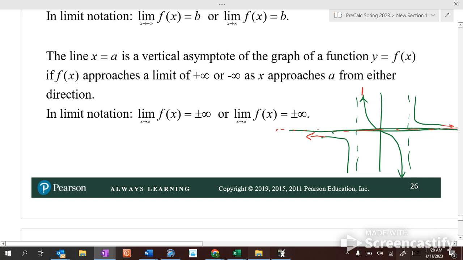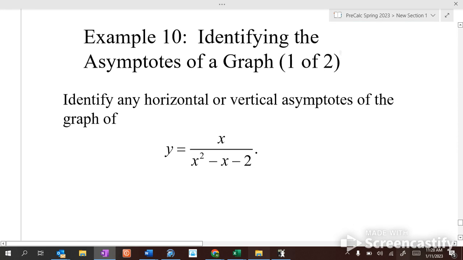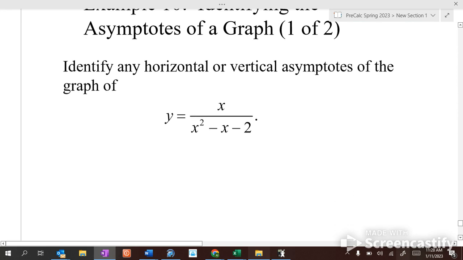So, this goes towards the vertical asymptote, and this goes towards the vertical asymptote. Okay? So, to find horizontal and vertical asymptotes, to find a vertical asymptote, you set the denominator equal to 0. Okay? Set the denominator equal to 0, factor and solve.